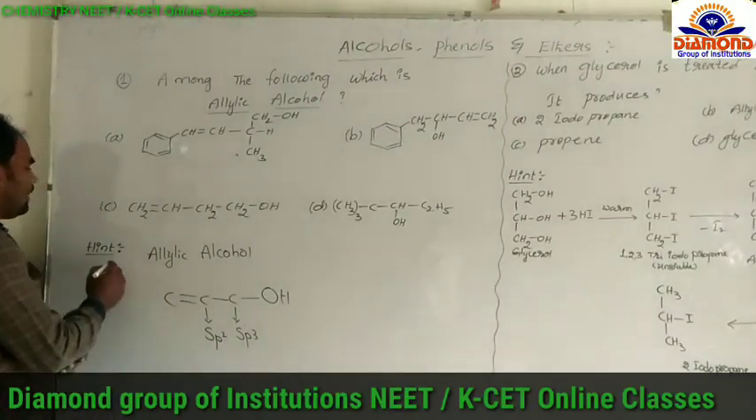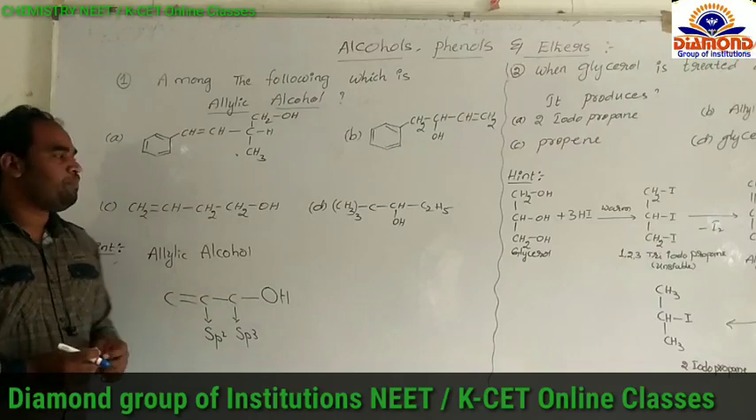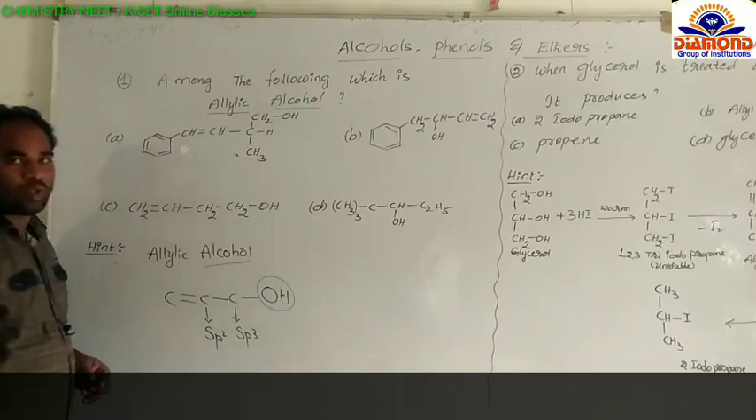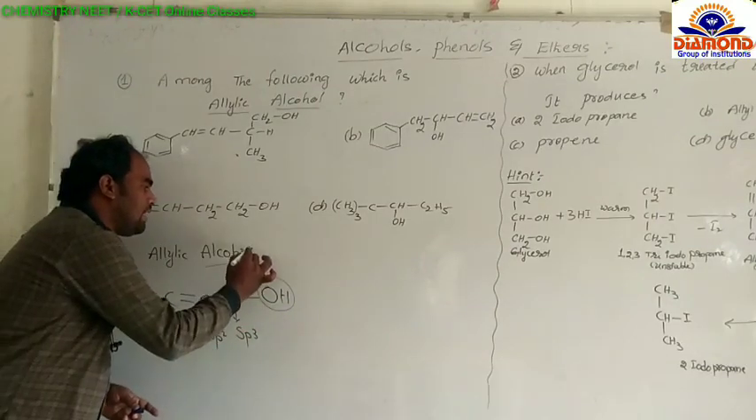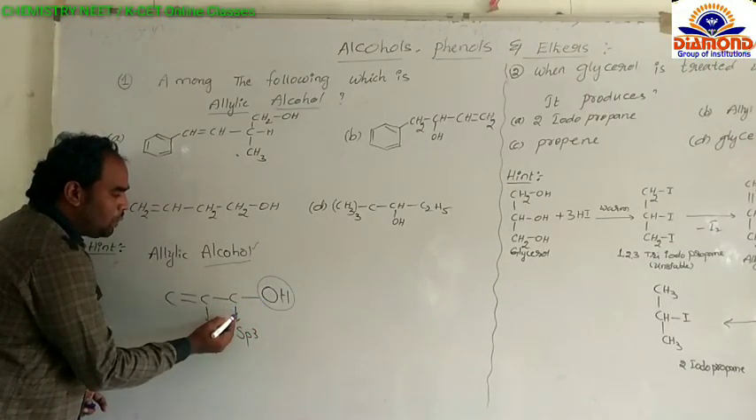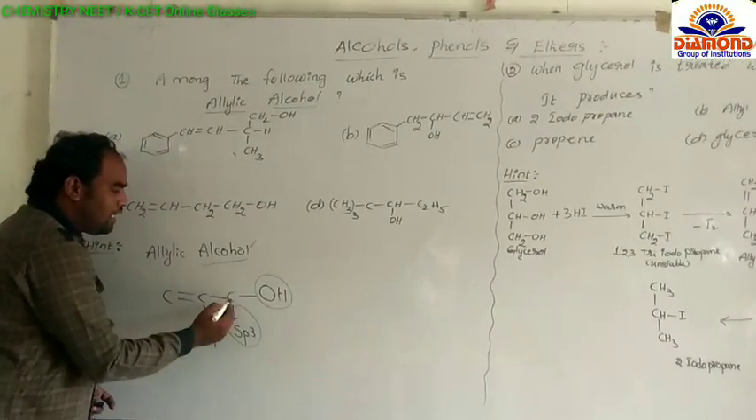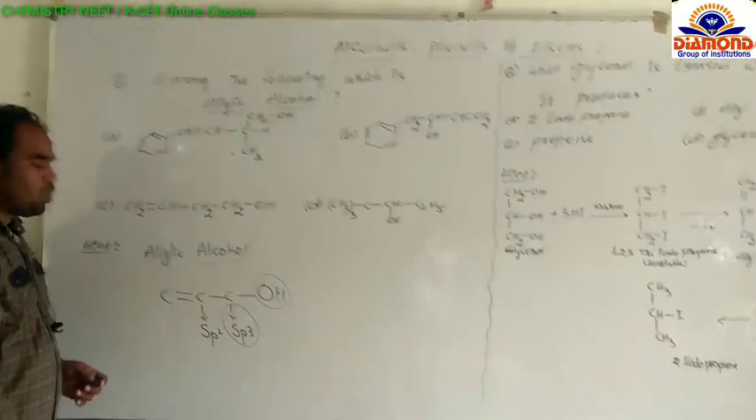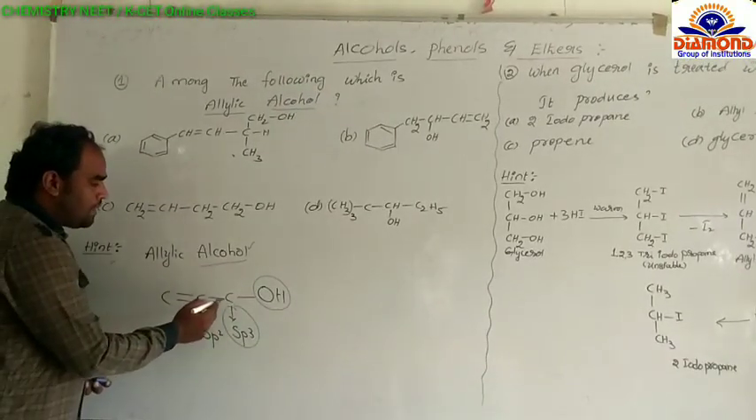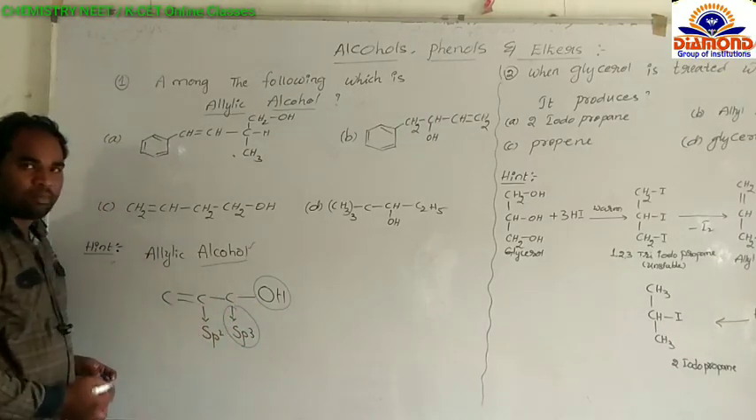Here the hint for this question is: what is the meaning of allylic alcohol? Alcohol is nothing but a compound containing an OH group. So if the compound contains an OH group, then it is called alcohol. Here the alcohol is connected to an sp3 hybridized carbon. How do we know it is sp3? Single bonds are present. In between carbon and carbon a single bond is present, therefore it is an sp3 carbon. So the alcohol is connected to an sp3 carbon.